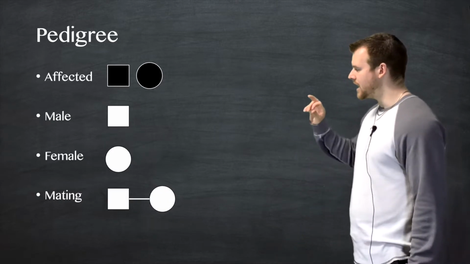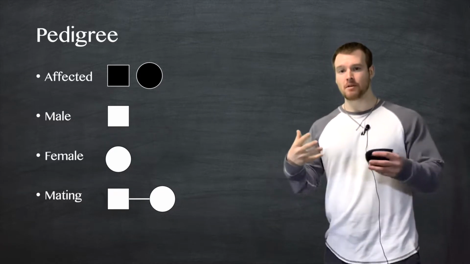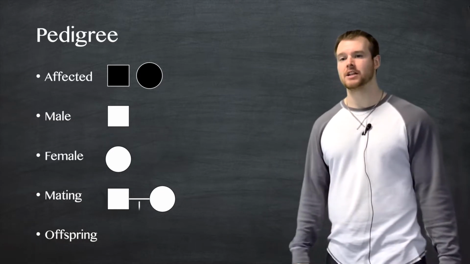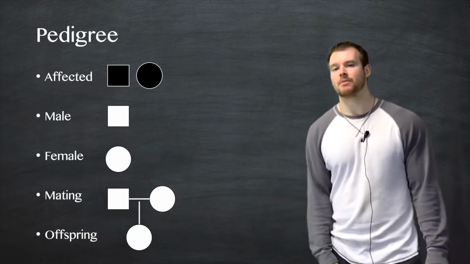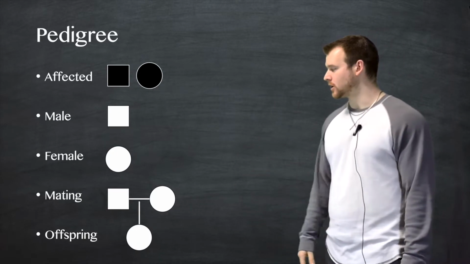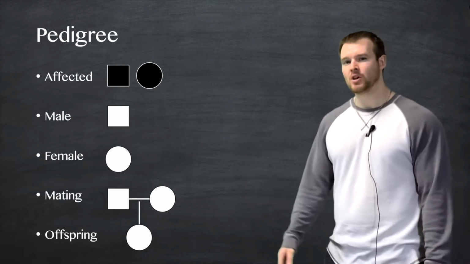If we show a square and a circle and a line connecting them, that means that they are mating, and then we're going to have another line to show the offspring. So we draw a line going down to whatever type of offspring they had. In this case, a circle that is not shaded in, so that would be a non-affected female offspring.